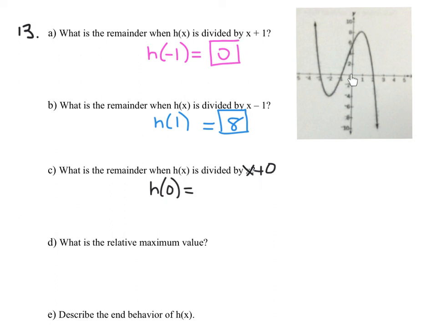So let's see, when the x value is 0, you can see the y value here is 6 because the graph crosses through the point 0, 6. So 6 would be the remainder if we divided by x.